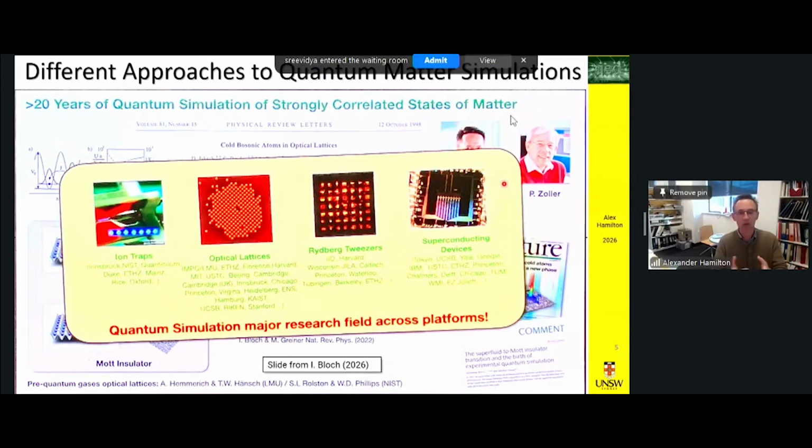complicated real-world quantum system. And now this has been going on for 20 years, initially pioneered by ion traps and optical lattices, where you trap single ions and single atoms with lasers, Rydberg tweezers, more recently with superconducting devices, and I would argue now semiconducting devices off the side here. And so this is a major research field across platforms, because you could then start to simulate some of these complicated materials that we don't understand.